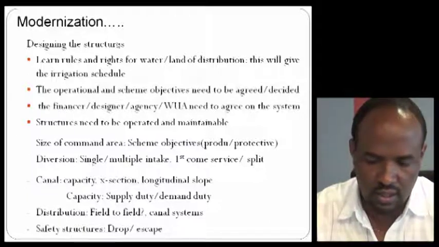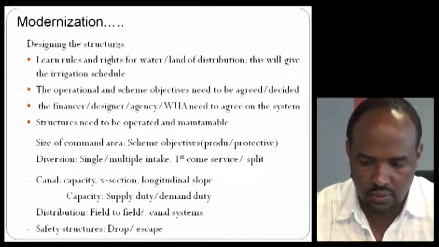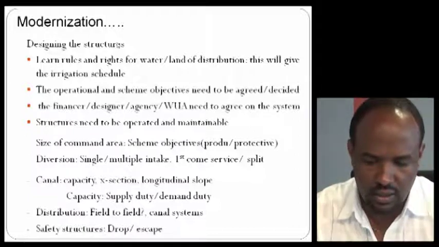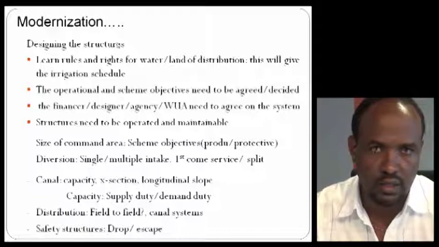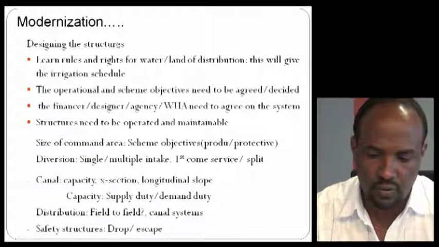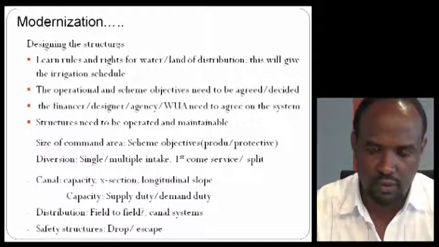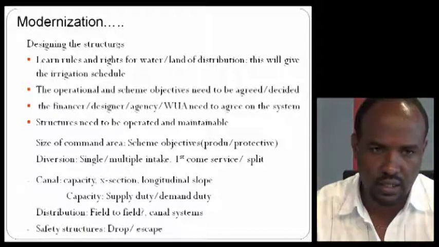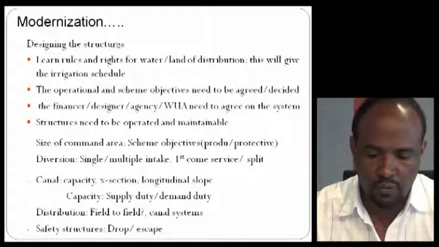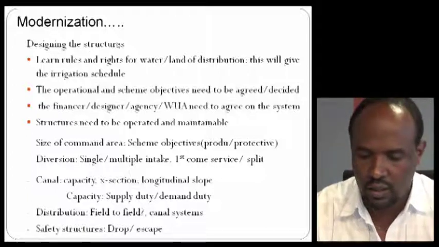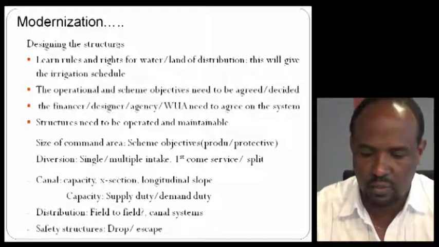And also the financiers, designer, agency, all stakeholders need to agree on the system. So structures need to be operable and maintainable, and therefore the size of the command area needs to be fixed at the beginning. Either we start from the previous command area where the size is already known, but accepting all risks, because the areas under traditional spate sometimes could be irrigated fully, but sometimes less and sometimes more. Our objective needs to be in line with this. If we give farmers hope, saying the objective is productive irrigation while maintaining the extent or larger areas, and the water and the operation may not achieve that, there will be a gap between the farmers and the agencies.